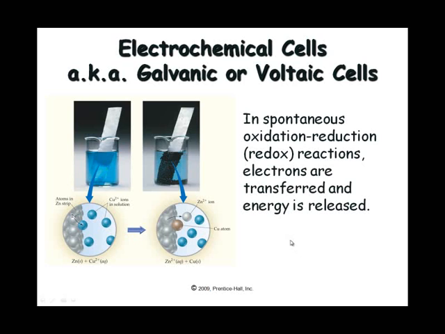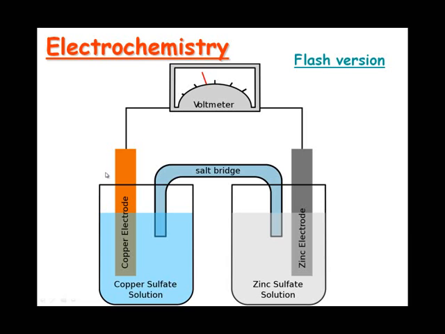And so these are redox reactions, and we can use this reaction, which is spontaneous, to generate electricity. And this is basically the basic chemistry of how a battery works. So let's take a look. Alright, so here is what's called an electrochemical cell. It is sometimes called a galvanic or a voltaic cell.